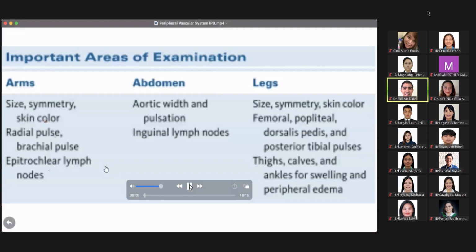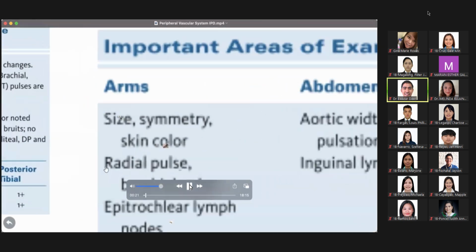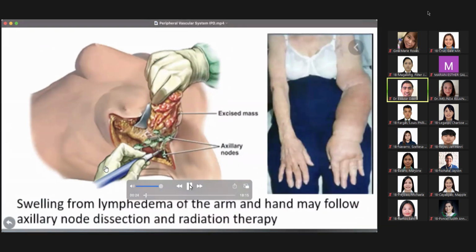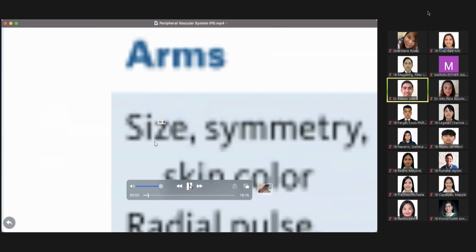How do you check for a problem in the lower extremities or the upper extremities? For the arms, you check the size. This one is obviously asymmetrical, and there is an enlarged left upper extremity, which can be secondary to axillary node dissection and radiation therapy. Usually, it is done in patients with breast CA, so they include the lymph nodes in the removal.